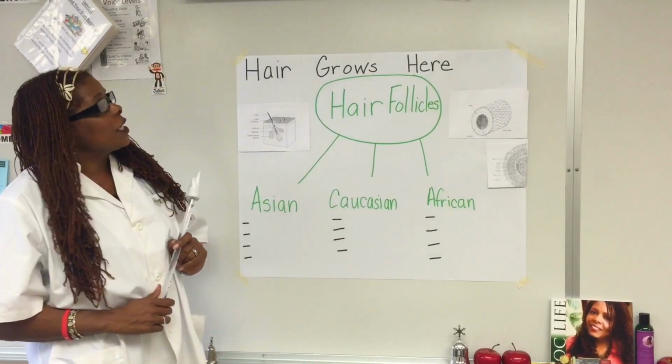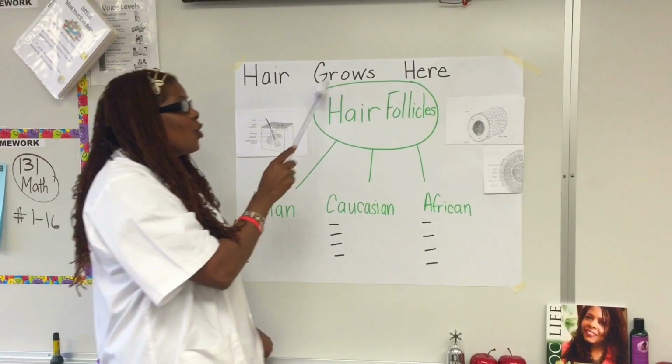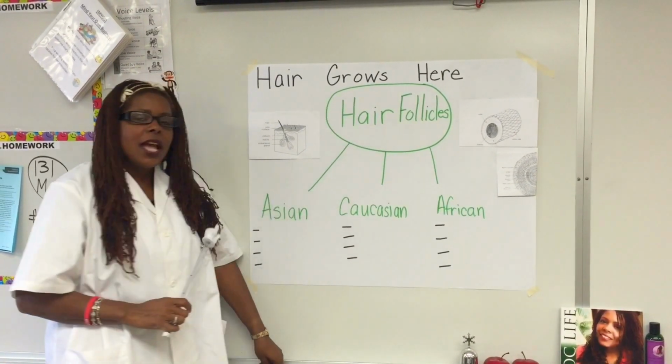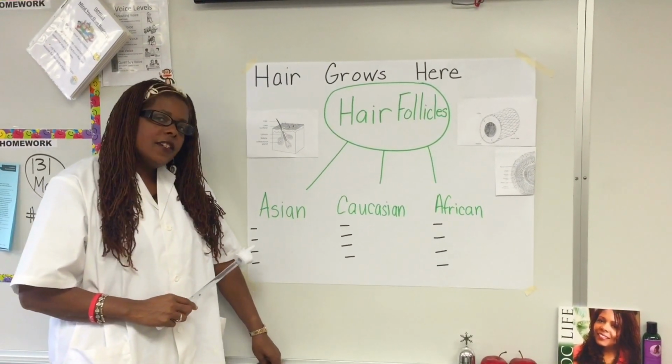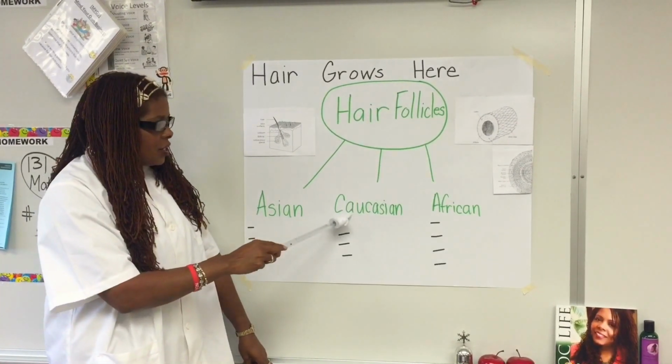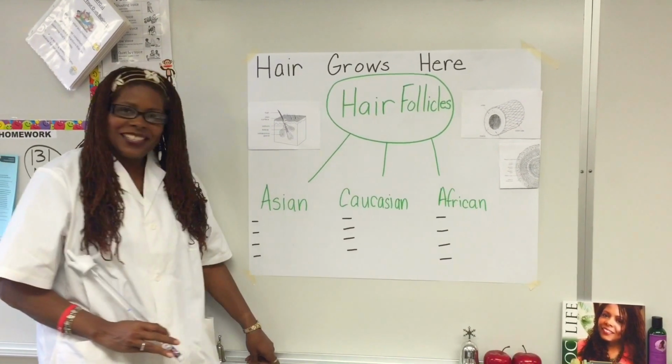Here's our topic for today. Hair grows here. And we'll be discussing hair follicles and how they differ in different groups of people. We'll look at Asians, Caucasians, and Africans.